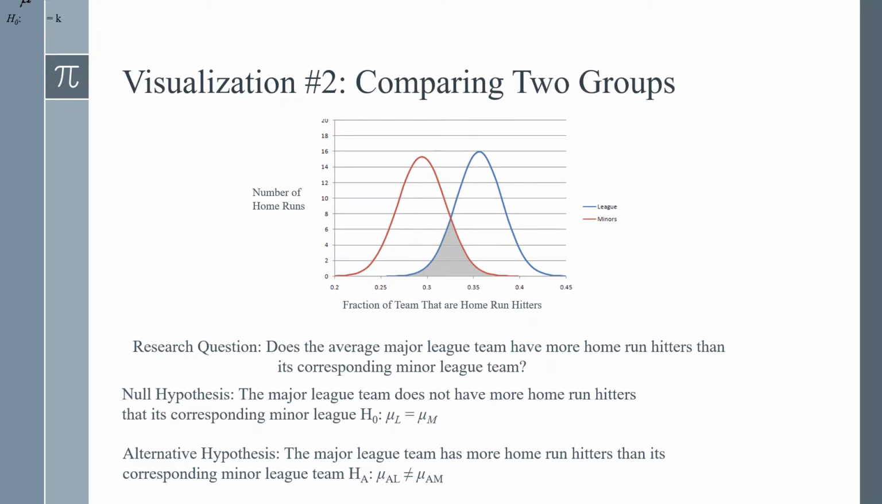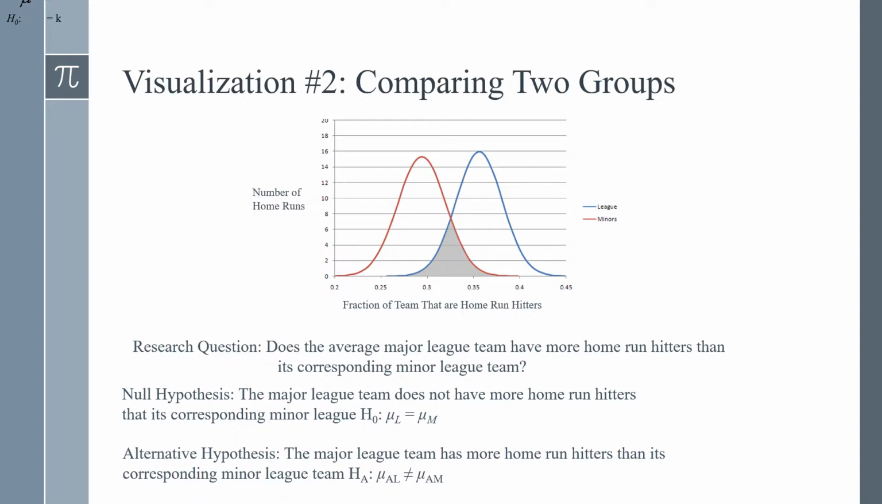The second visualization is comparing two groups, where we have two teams to compare against each other, the major league team and the minor league team, on the average number of home run hitters. The question reads, does the average major league team have more home run hitters than its corresponding minor league team?